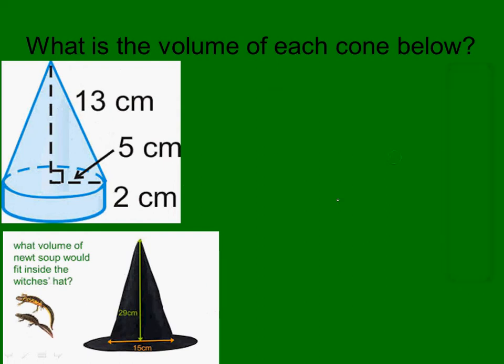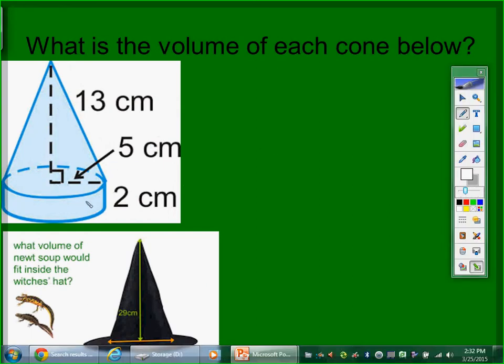In this case, your problem is a little different because we have an actual cone on top of a cylinder. So pi times 5 squared times 13.